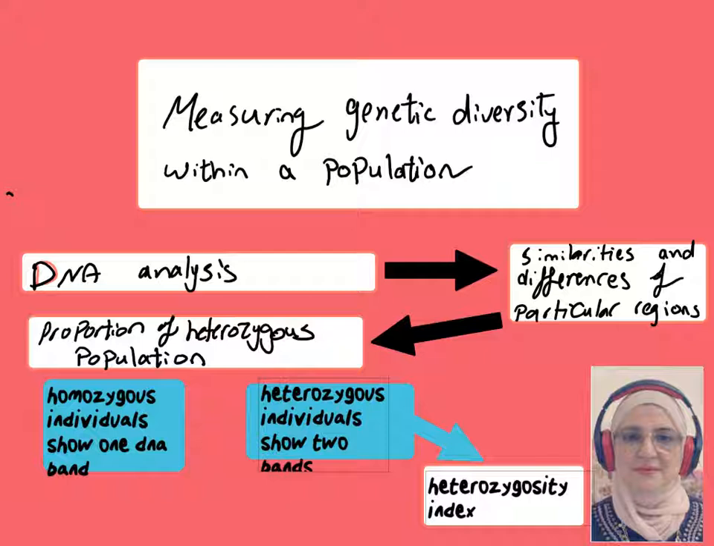Just to remind you, homozygous individuals have the same allele on the same locus on a pair of chromosomes, or on a homologous pair. Homozygous individuals that have the same allele on the two chromosomes of the homologous pair are going to appear as just one band of DNA, while a heterozygous individual will show two bands. So by counting how many two-band individuals you are given in the DNA analysis, you'll be able to calculate what we call the heterozygosity index.